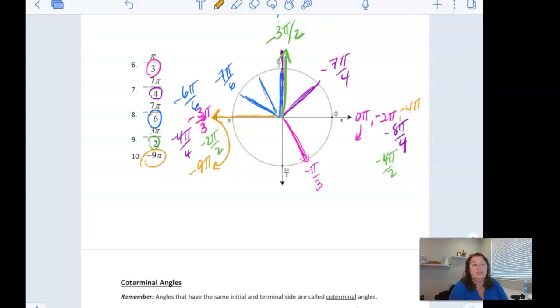Cool, so I hope that helps. So you're just constantly re-breaking a half circle into even pieces, okay?